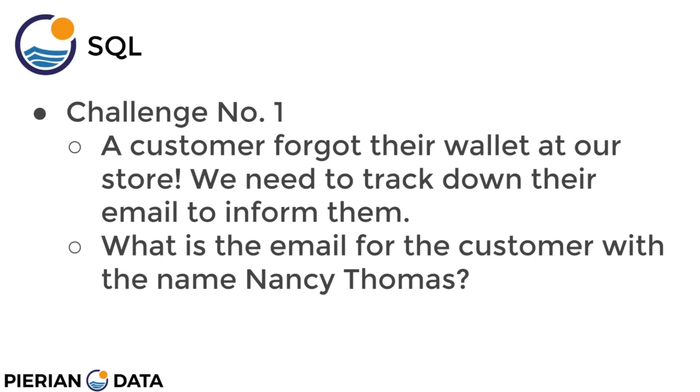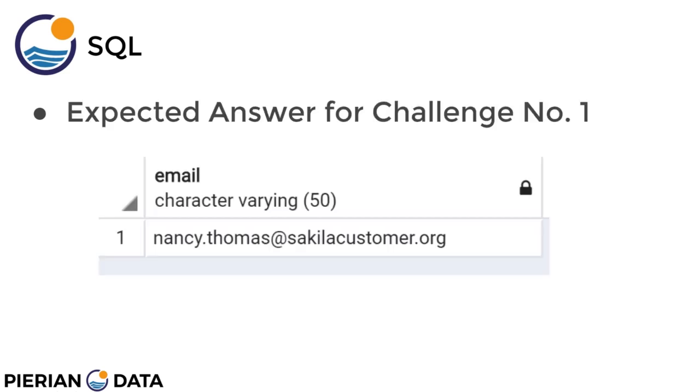So the first challenge. A customer forgot their wallet at our store, and we need to track down their email to inform them. So the question is, what is the email for the customer with the name Nancy Thomas? So we open up the wallet, we see that their name is Nancy Thomas, and we want to figure out what the email is so we can inform them. Okay, coming up next is the expected result. So the expected answer should look something like this. You should eventually realize it's nancy.thomas@sequilacustomer.org.